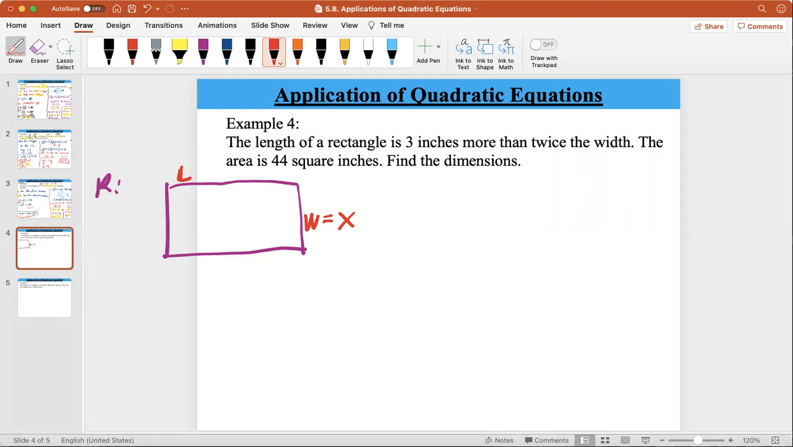Why is that? Since the length is dependent on your width, right? You cannot find the length without first solving for your width. So let the width be your x, right? So let the width be your x.